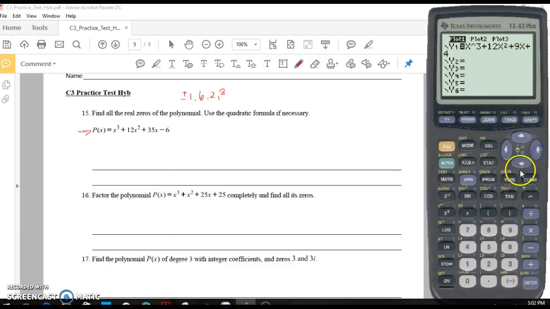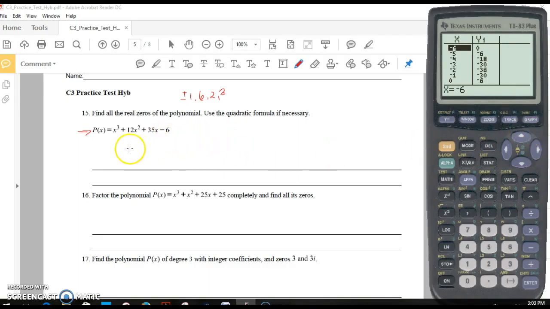plus 35x minus 6, and we'll hit graph, and we'll see if we can find one real root. It looks like maybe 1 at the 0, 1, 2, we don't have a 0, 1, 2, 3, 4, 5. Well, it looks like maybe the 6 is the winner, so we're going to see if negative 6 is indeed a 0. It is, so that's good news.